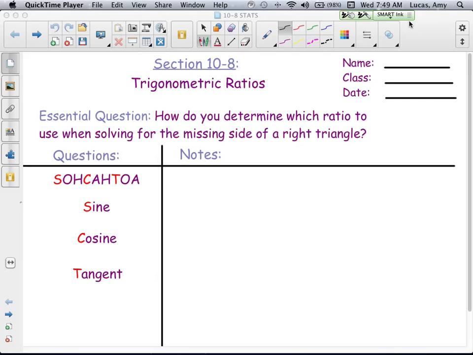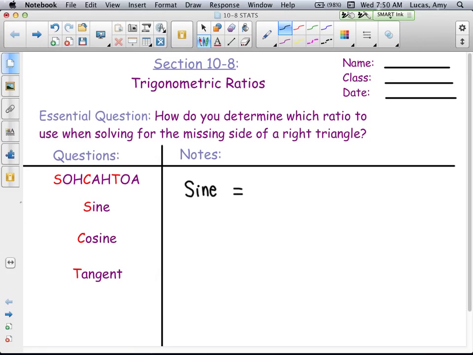So SOHCAHTOA is what we're going to use to help us remember the trig ratios. The S, C, and T in SOHCAHTOA stand for the sine, cosine, and tangent. Those are our three different trig ratios. The sine of an angle is the ratio of the opposite side to the hypotenuse. Opposite to the hypotenuse.